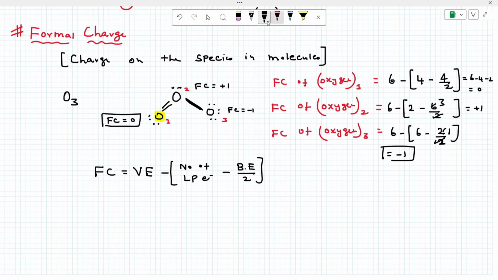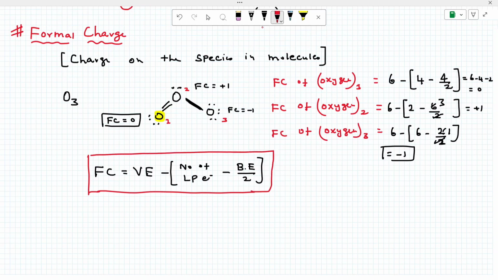This is a method, okay? This is the formula to find out the formal charge. But I am going to teach a trick. This is the general method to find out the formal charge of each species in the molecule. Now, what is the trick? Please know, very important.